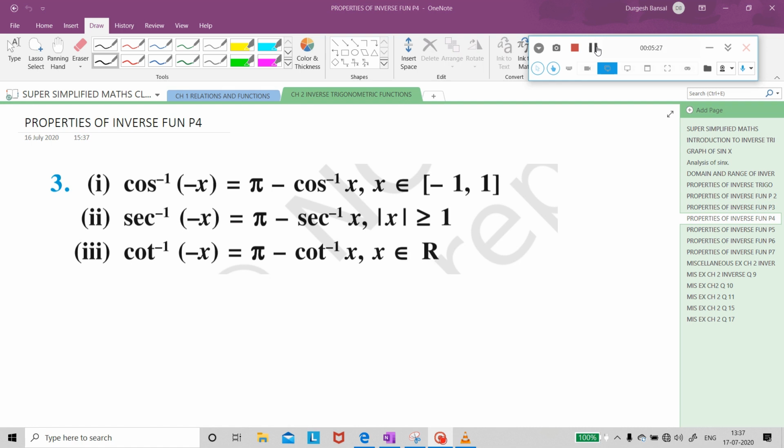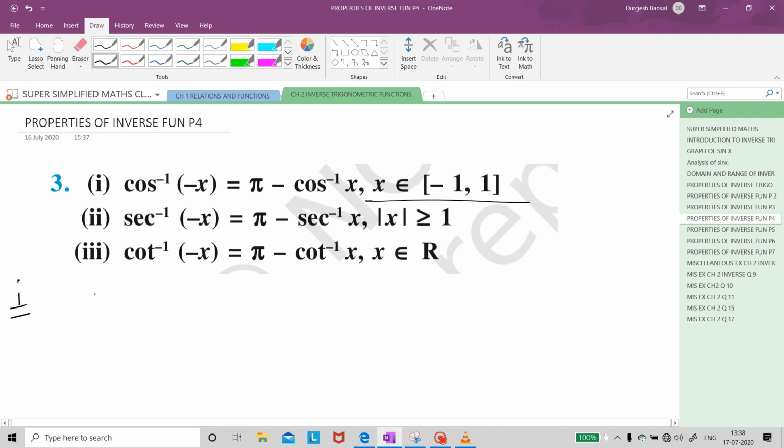Now students, let's move to the next property. Cos inverse of minus x is equal to pi minus cos inverse x, where x belongs to the closed interval minus 1 to 1. You know, this is the domain of cos inverse function, and hence x belongs to this interval only. So now we take the first property and let us try to prove this. The first property is cos inverse of minus x should be equal to pi minus cos inverse of x.